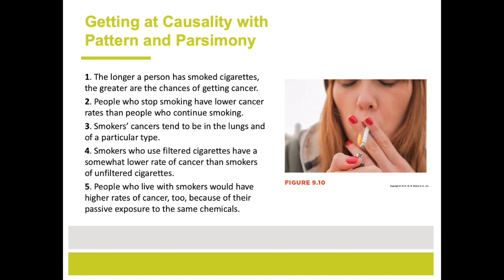Smokers' cancer tends to be in the lungs and of the same type. Smokers who use filtered cigarettes have somewhat lower rates of cancer. And people who live with smokers could have higher rates of cancer too because of their passive exposure to the same chemicals. So even though one study didn't show all of these at once, there are many studies that show different aspects of this. And really soon we started to get what's called parsimony. Parsimony is simplicity. It's the degree to which a good scientific theory provides the simplest explanation of some phenomenon.